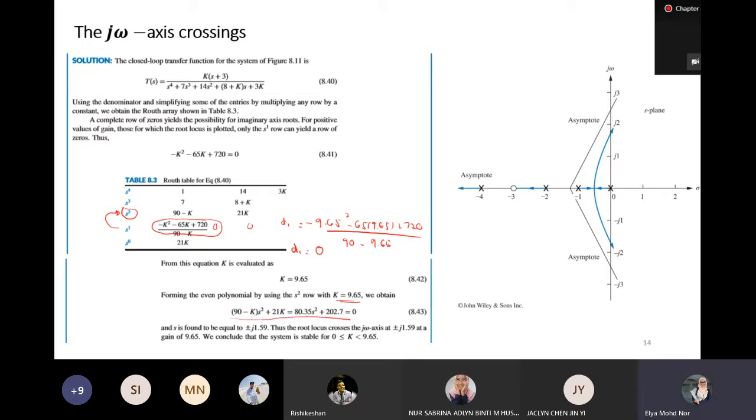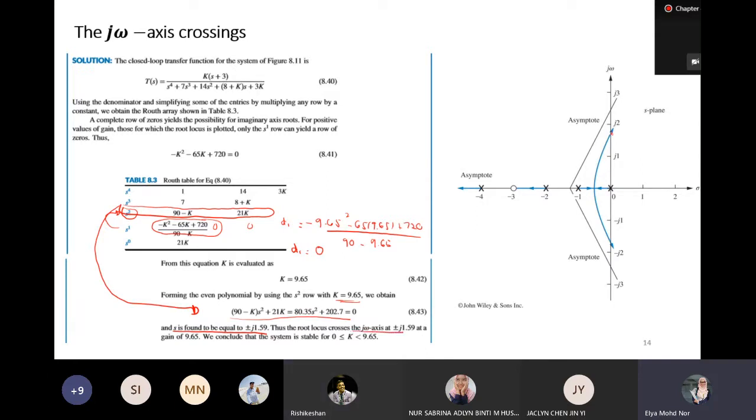Okay, so it means that 90, take this one, and we bring it down here. Then it will get 90 minus K s squared plus 21K. So, substituting the value of K, you get 80.35 s to the power of 2 plus 12 or 2.7. So from here, you will get your s. Your s is found to be equal to plus minus j 1.59. So, thus the root locus crosses the j omega crossing at 1.59.